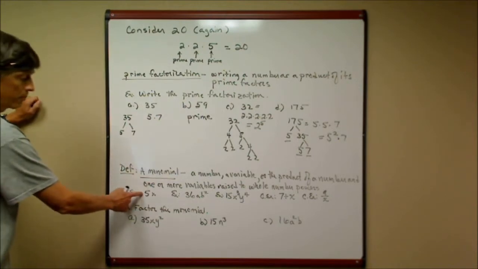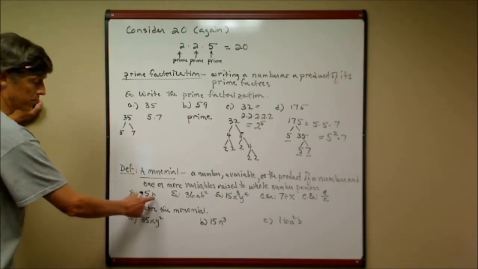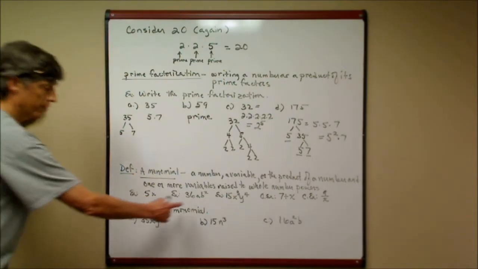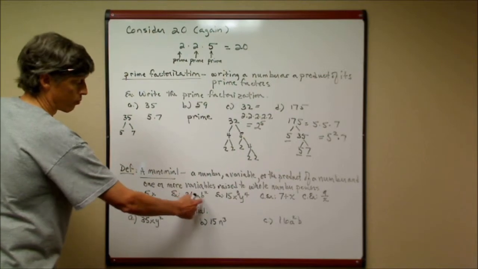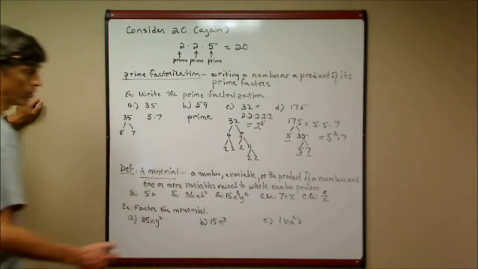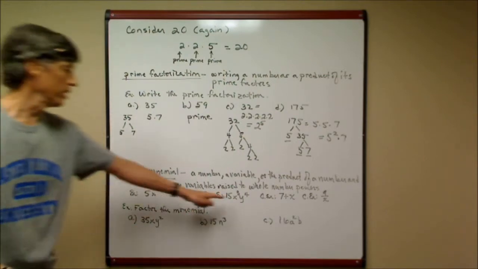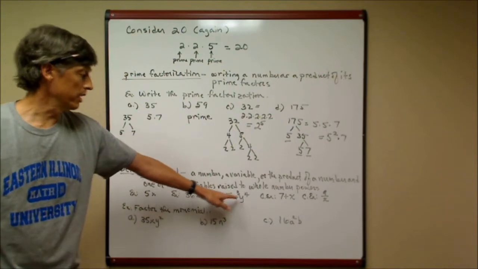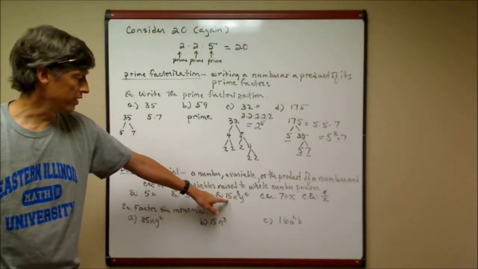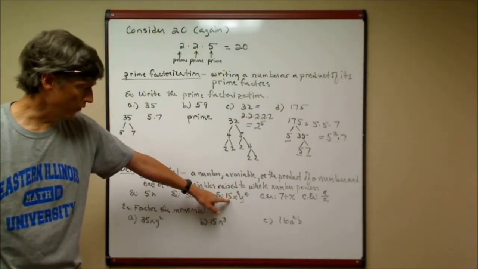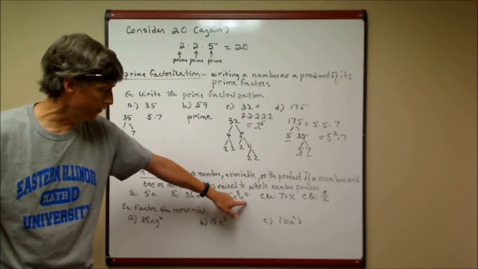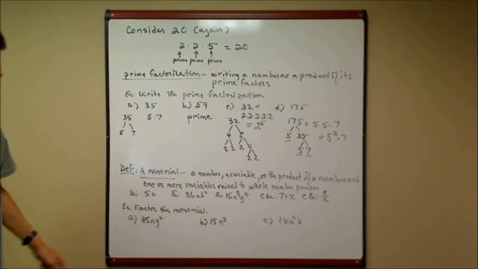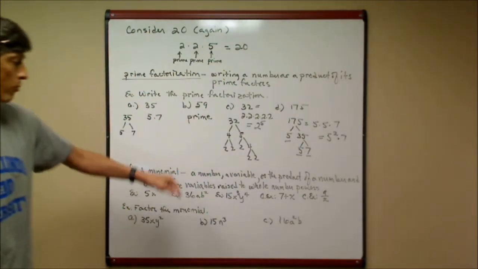This is an example of a monomial because it's a product of a variable and a number. This is an example of a monomial because it's the product of a number and one or more variables, and the variables are raised to whole number powers. Same thing here on this third example. This is considered a monomial. This 15 is its coefficient, that's a whole number, and the product of 3 factors of x and 4 factors of y, that's a monomial. It's the product of a number and one or more variables.